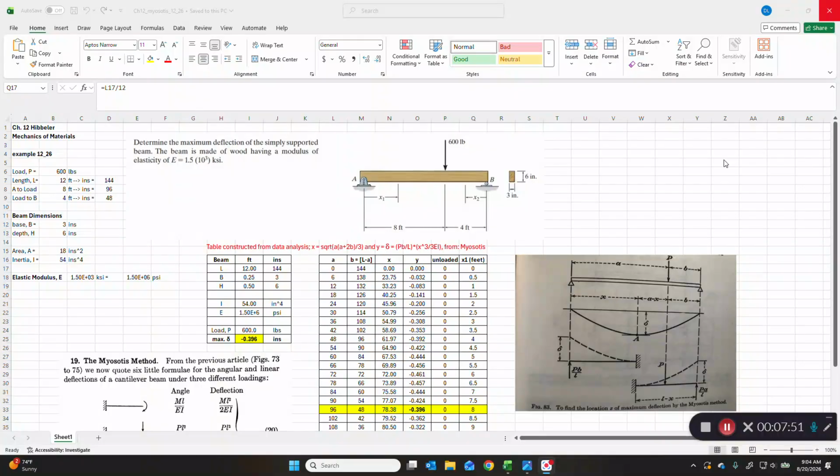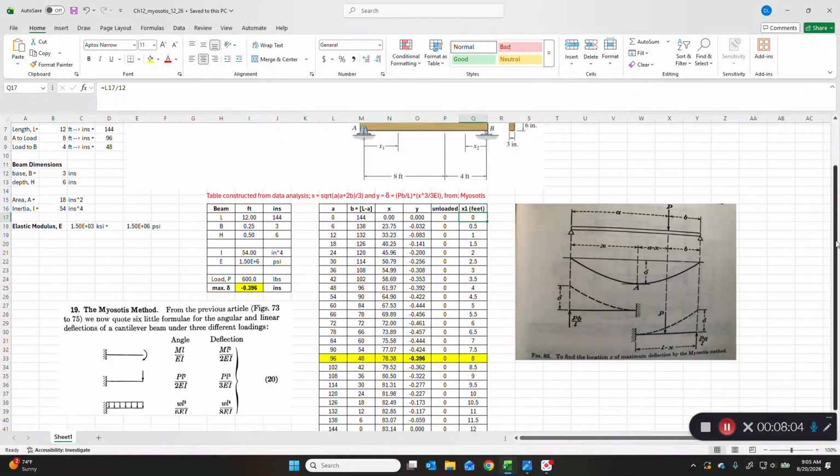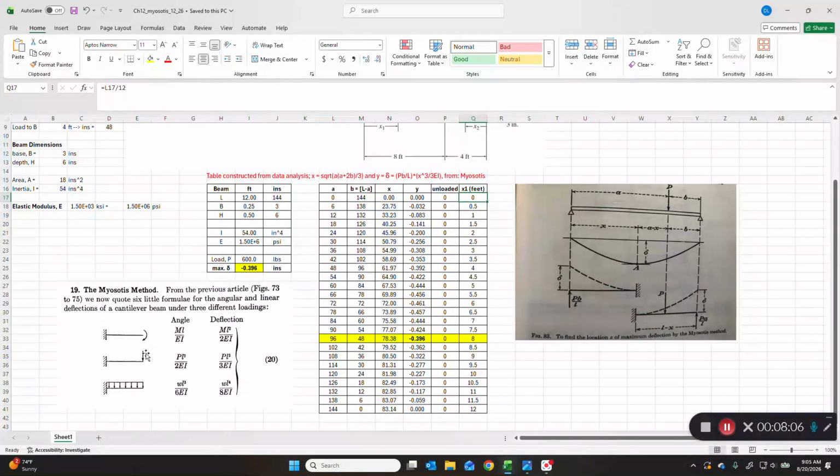Okay, what if we don't use calculus? So what can we do? Well, we can use a method which is described in Strength of Materials by Den Hartog, classic text, and that's called the Myosotis method. And what it does is actually, you're looking at these 6 equations, right, of different beam loading, cantilevered beam loading equations. And these are for angle and deflection. We want deflection, okay? And so we're going to be looking at the second one.